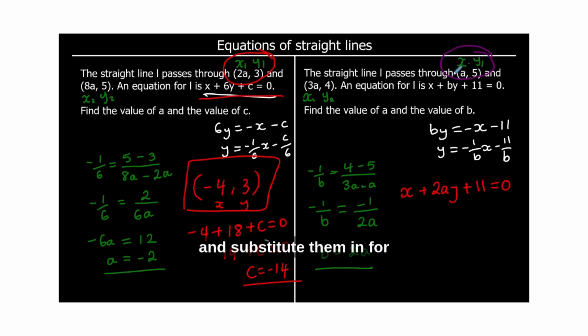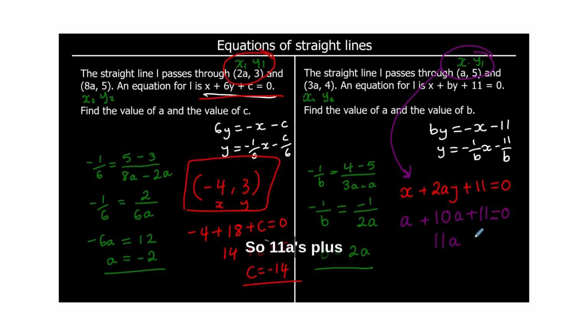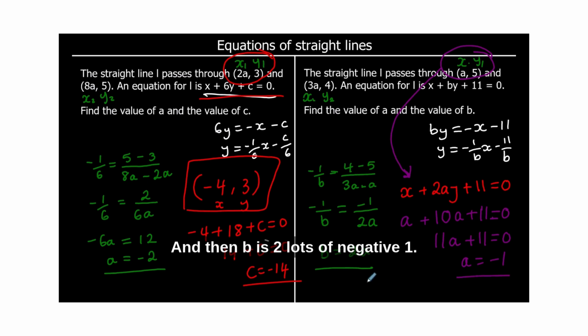So now I've got rid of b, there's no b involved. I can use my coordinates and substitute them in for x and y, and then a will be the only unknown. So change x into a. Change y into 5. So 2a times 5 is 10a. So I've got a plus 10a plus 11 equals 0. So 11a's plus 11 equals 0. A must be negative 1. And then b is 2 lots of negative 1. B is negative 2.